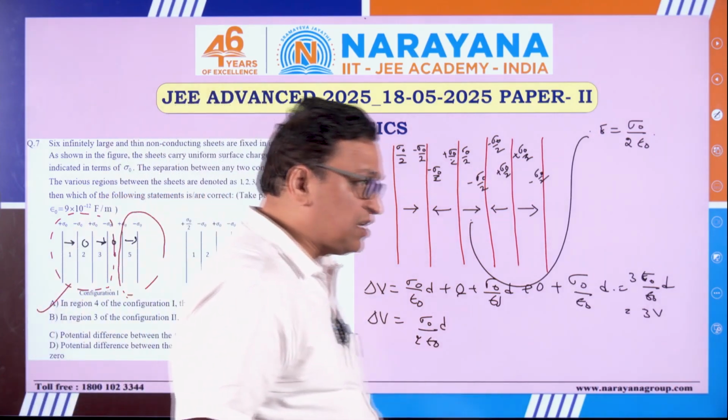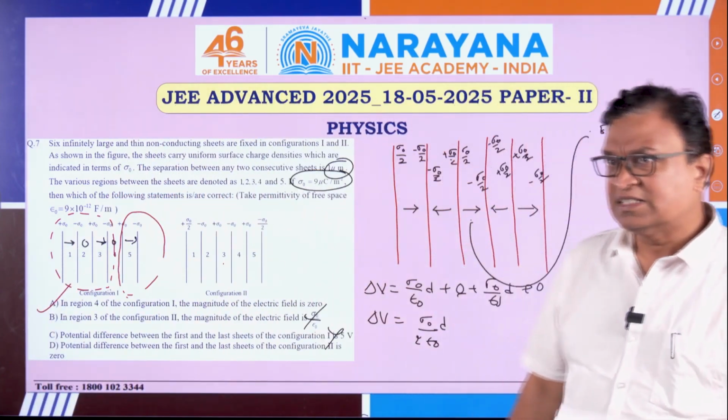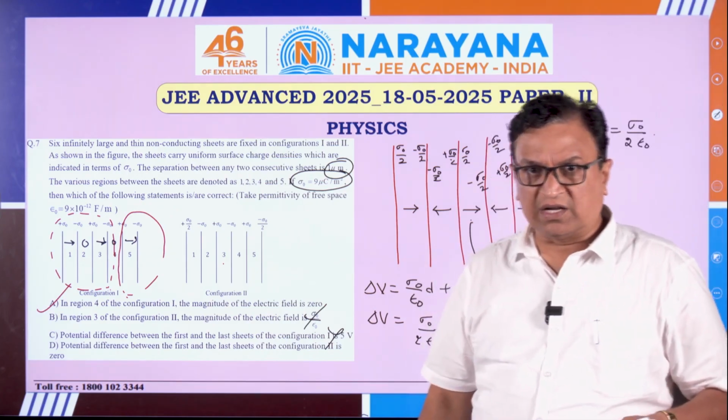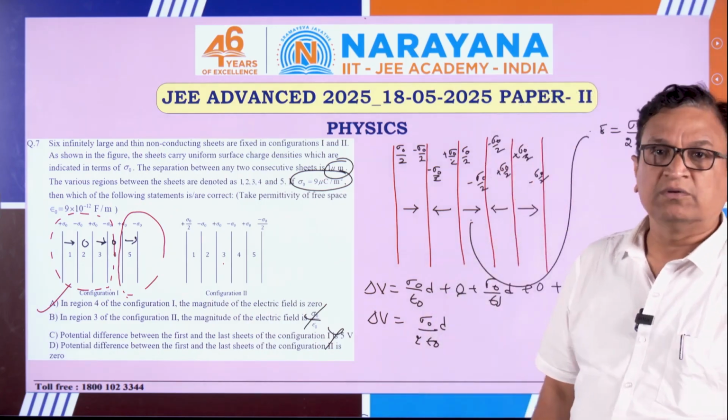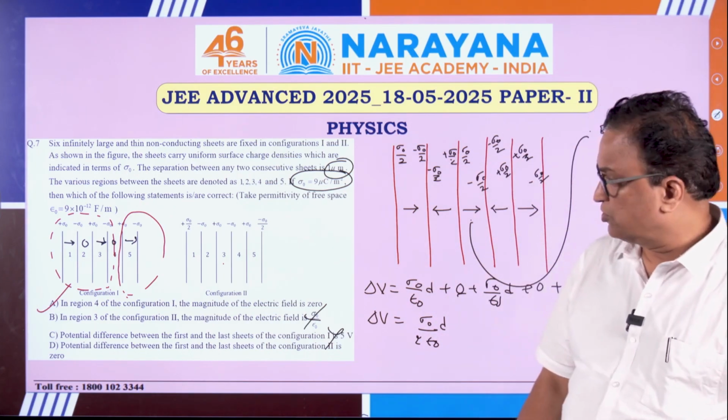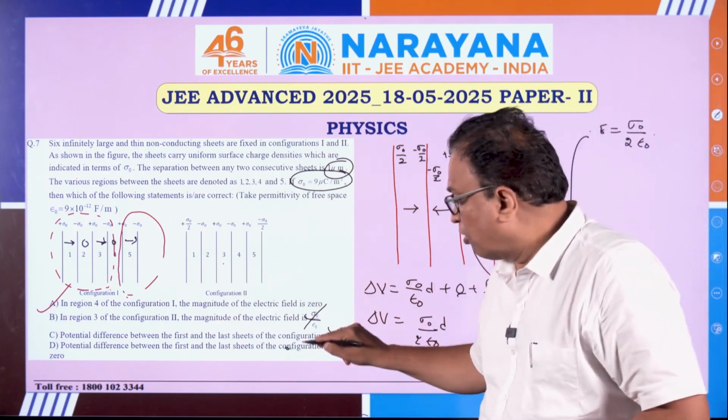By solving which I got 0.5 volts. Actually, sigma naught by epsilon naught into D gives 1 volt. So half of that is 0.5 volts. You said 0, which is wrong.